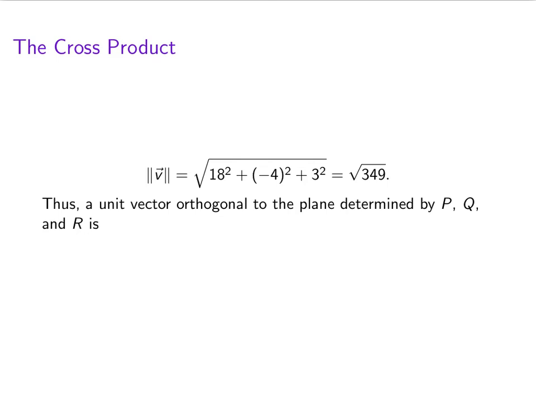So, if we want a unit vector that's orthogonal to the plane, we'll take the vector that we just computed and divide everything by the square root of 349. That'll scale it down to size. And so here's our final answer for a unit vector which is orthogonal to the plane determined by P, Q, and R.